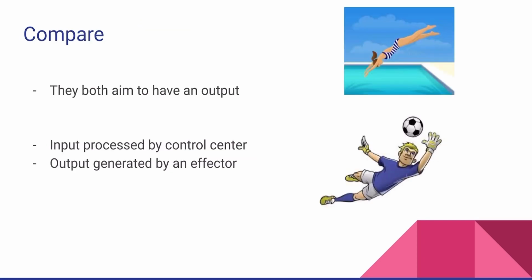So when you compare open loop and closed loop control system, they both aim to have an output. So they want to achieve an output. And so the input is processed by the control center and the output is generated by an effector. So the first picture you see here is a girl diving into the pool, and so this would be considered an open loop control system, where the second picture of a goalie is considered a closed loop control system.